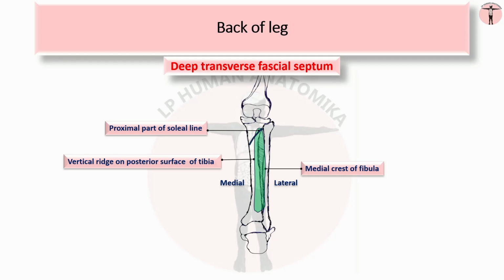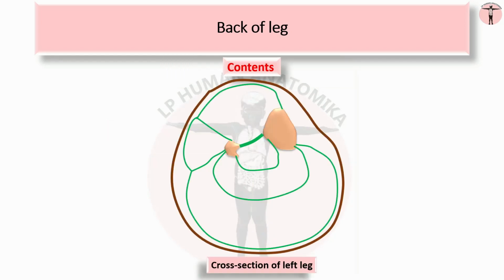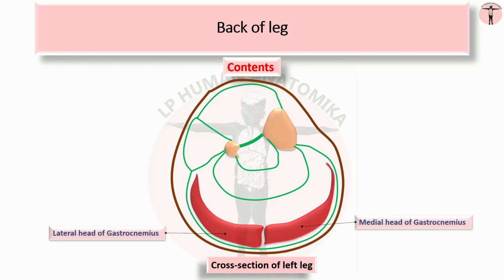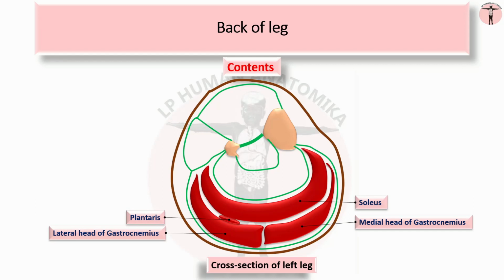Extensive division of the fascia or wasting of the muscles within the fascia impairs this venous return and leads to swelling of the limb because of the accumulation of fluid called edema. Contents of back of leg or flexor compartment of leg are superficial group as the following muscles: medial and lateral head of gastrocnemius, plantaris and soleus.